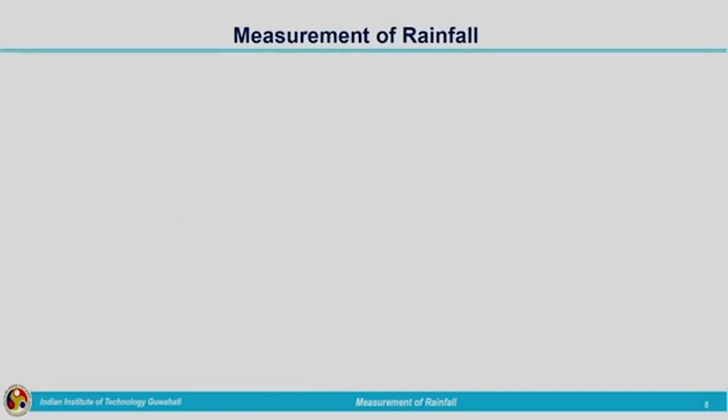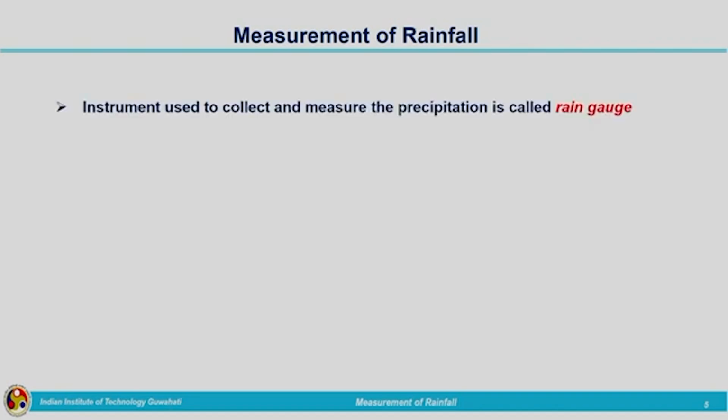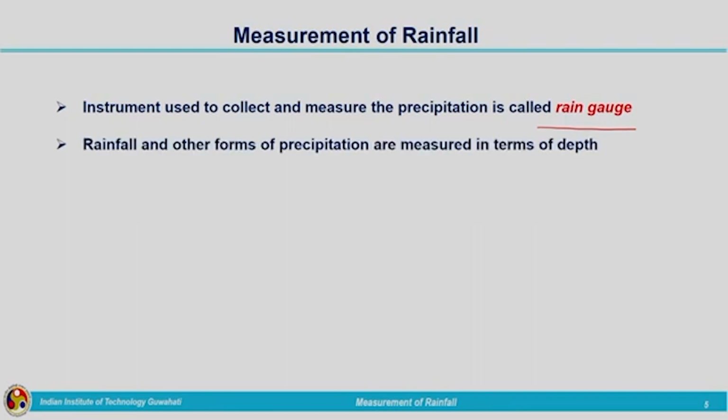Now, coming to the measurement of rainfall. The instrument which is used to collect and measure precipitation is called a rain gauge. Rain gauge is the instrument which we are using for measuring the rainfall. Rainfall and other forms of precipitation are measured in terms of depth. That we have seen, rainfall we are expressing in terms of millimeters or centimeters.